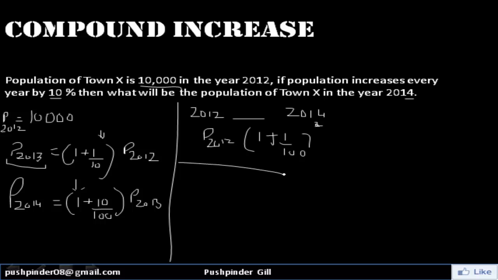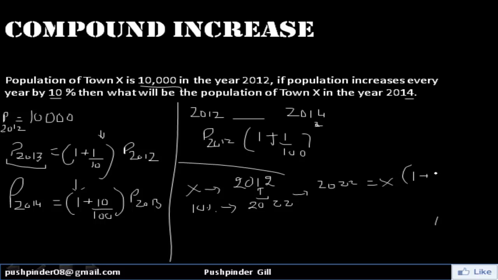What if someone says, okay, X is a number that is the population in 2012 and it increases by 10% every year. Tell me what will be the population in 2022. So it's simple. Since the gap is of 10 years, the population in 2022 will be given by the population of 2012 times the growth factor raised to the power, how many years, guys? There are 10 years.